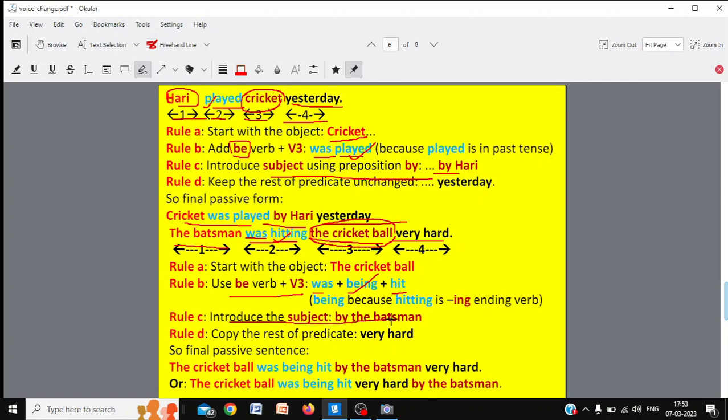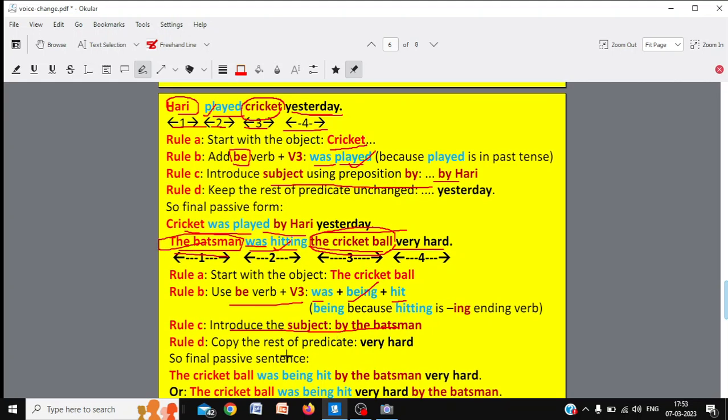Introduce the subject by the batsman. By, the preposition, followed by the batsman, the subject. And copy the rest of the sentence, very hard. So we get, the cricket ball was being hit by the batsman very hard. Or you can also write, the cricket ball was being hit very hard by the batsman.